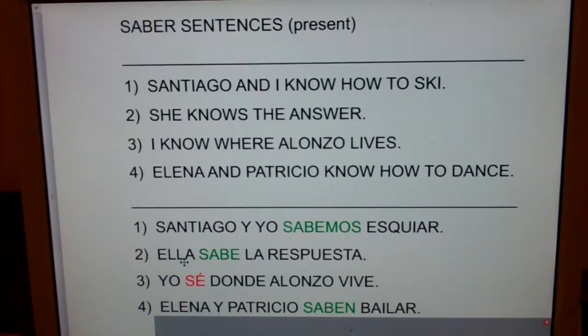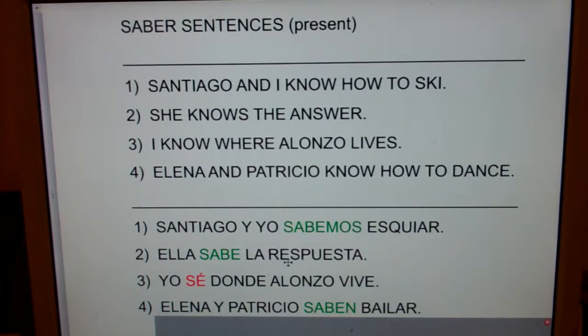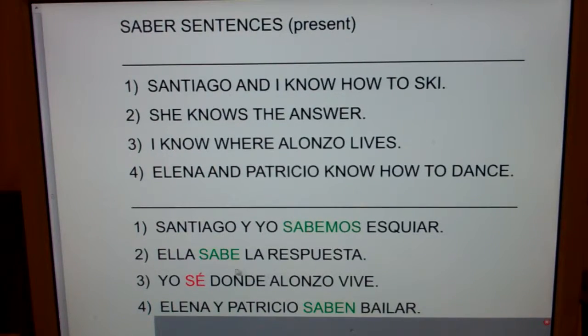Now, number two, she knows the answer. How am I going to remember that answer is respuesta? Well, she knows the right response. Everybody say response. Response. Another word for a response is an answer or respuesta. So she knows the answer for a fact. Because remember, anytime you're knowing facts, you use saber, and anytime you know how to, you use saber.